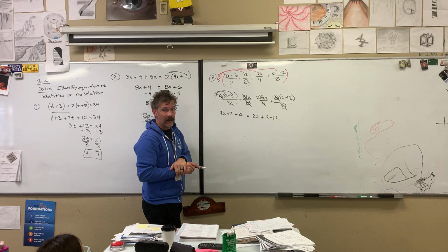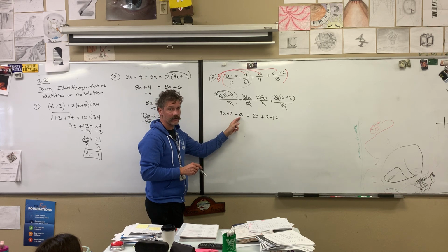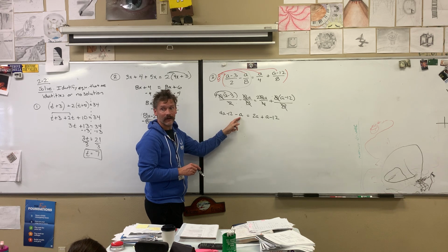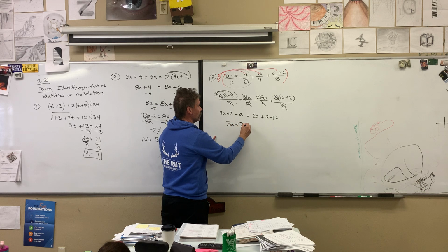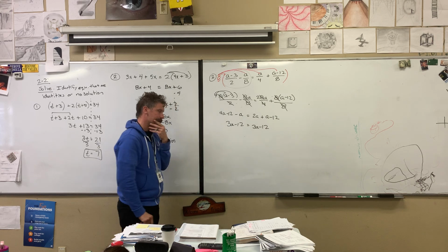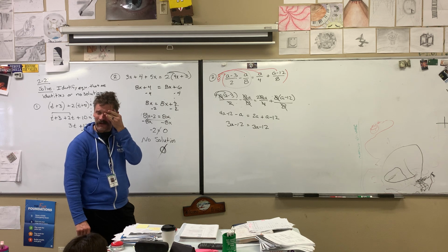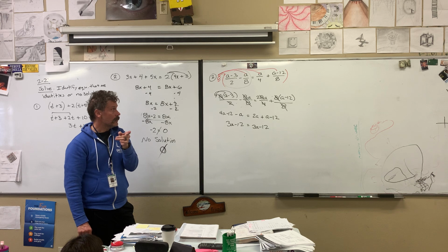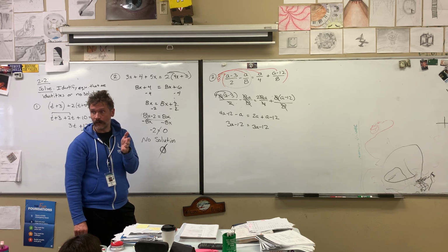Okay, here we go. What do you get? 4A minus A is? 3A. Minus 12. 2A plus A is? 3A. Minus 12. Okay. So infinite solutions, right? All right, so Bodhi says infinite solutions. Because 0 does equal 0. Right? Because if you keep going with this, what's another step we could do?